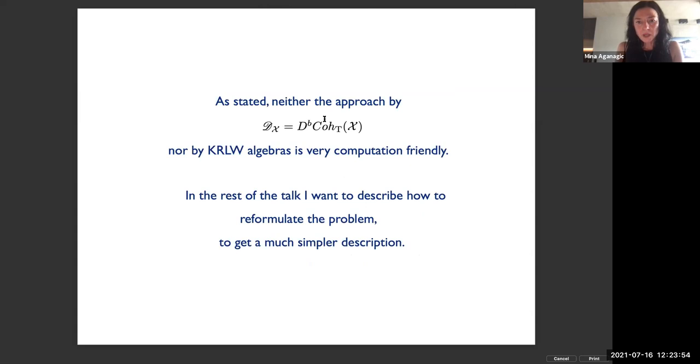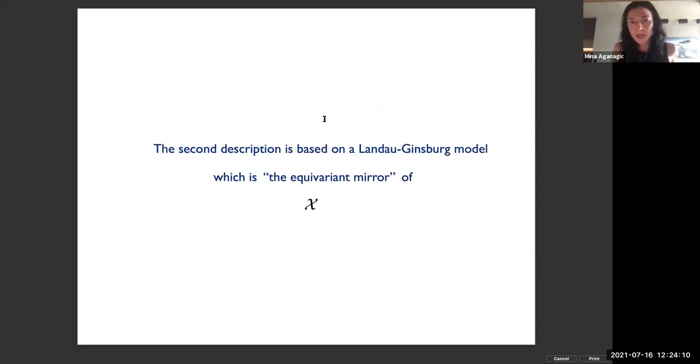Now, as stated, neither the approach by coherent sheaves nor KLRW algebras is very computation friendly. In the rest, I'll describe how to reformulate the problem and get a much simpler description. So the second description is based on a Landau-Ginzburg model, which is the equivariant mirror of X that featured so far.